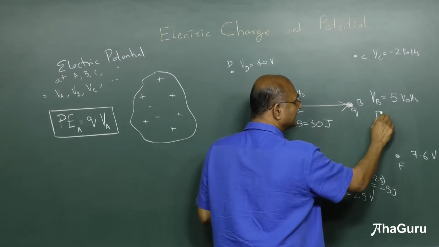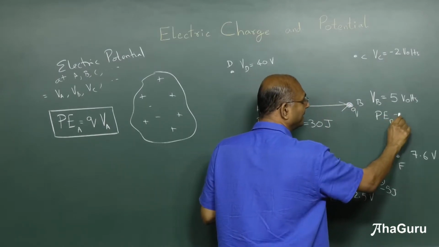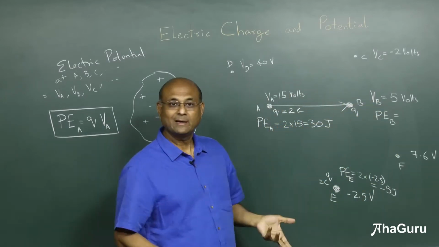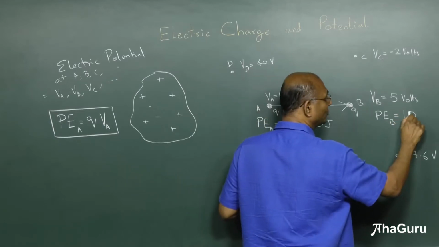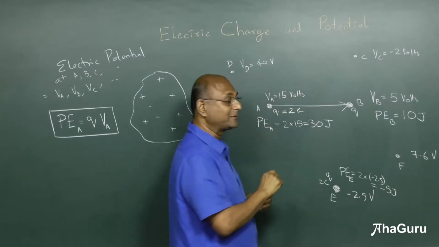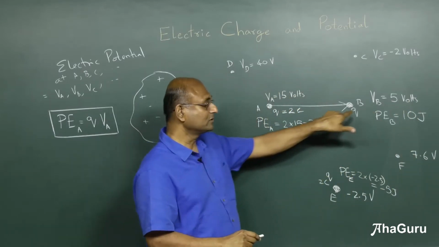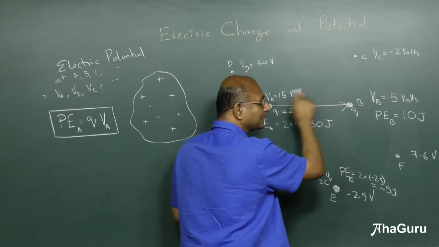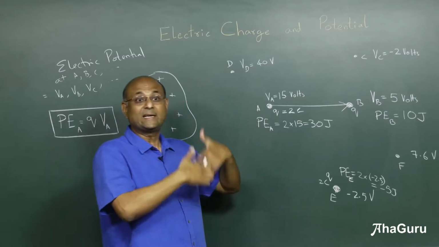How much energy is it going to have when it is at B? It is going to have 2 coulombs into 5. 2 into 5, 10. So it has 10 joules. Notice something. This is 30 joules, that is 10 joules. So the potential energy of this has decreased.